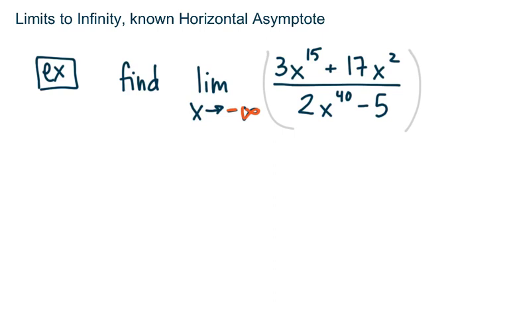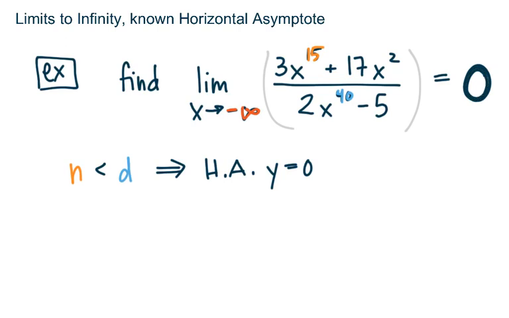But what we do know is that since the degree of the numerator is 15 and the degree of the denominator is 40, and because the degree of the numerator n is less than the degree of the denominator d, what we know is the horizontal asymptote occurs at y equals 0. So that means to answer this question, my answer, the limit as x approaches negative infinity, and it would be the same for positive infinity, is 0.